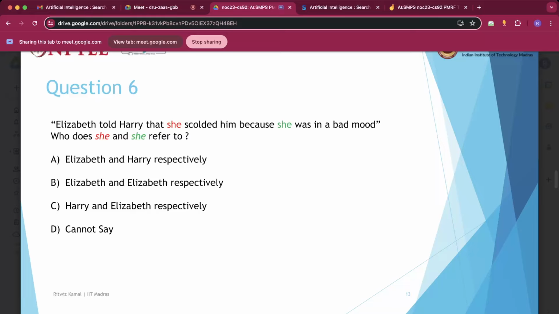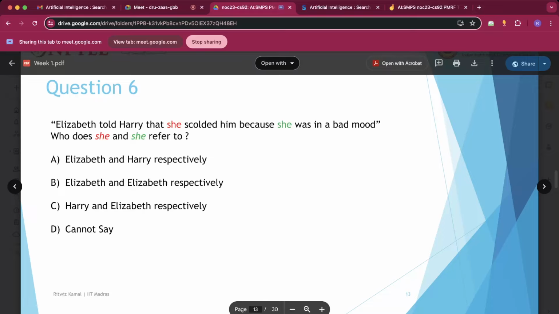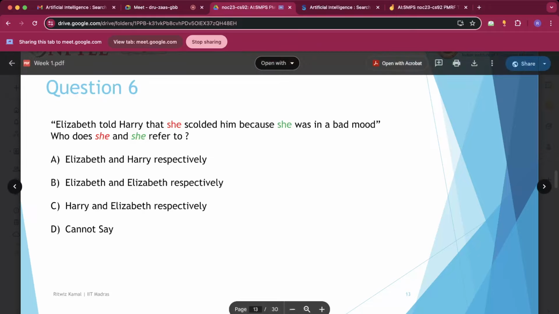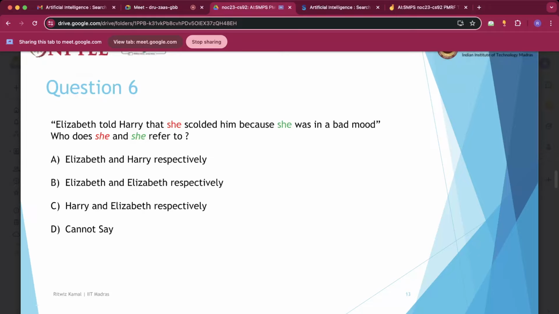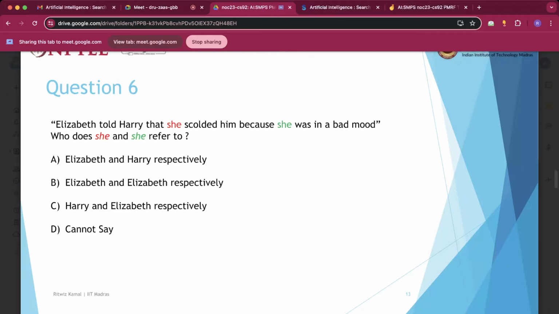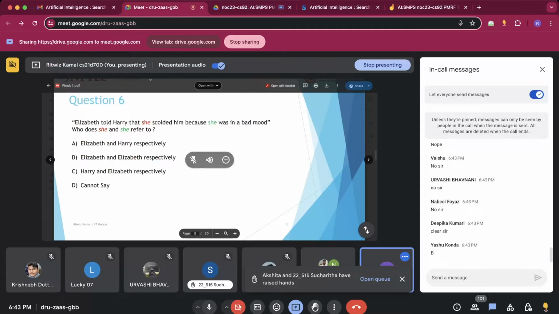We have a similar sentence now, a similar question, but there's a slight change over here. Elizabeth told Harry. Now assume Harry is a boy. Elizabeth told Harry that she scolded him because she was in a bad mood. So in this case, who is she referring to?